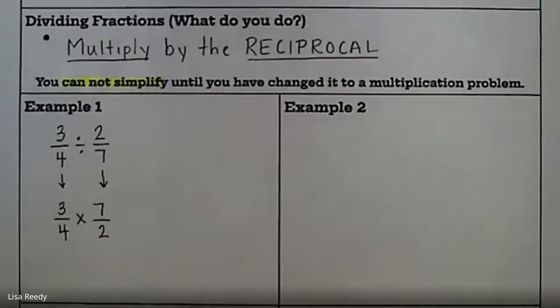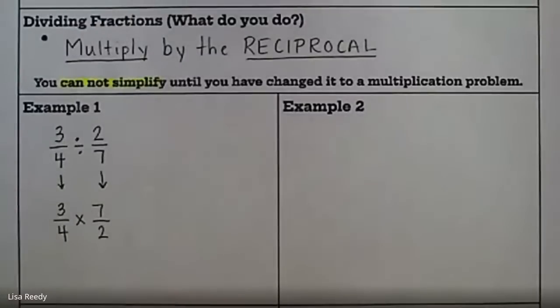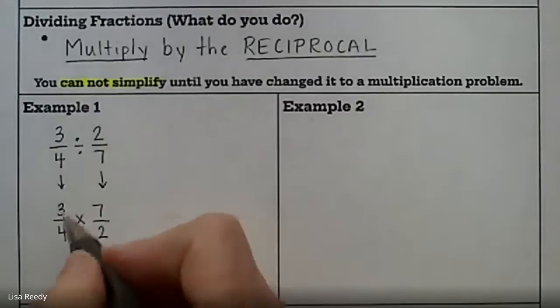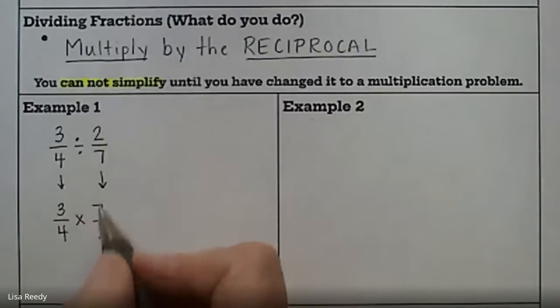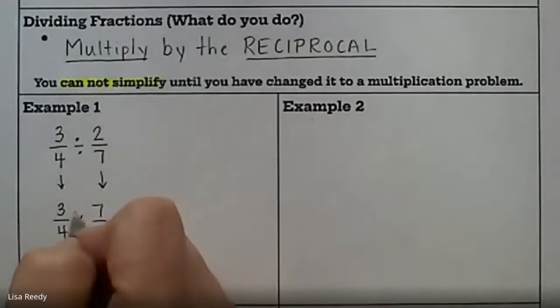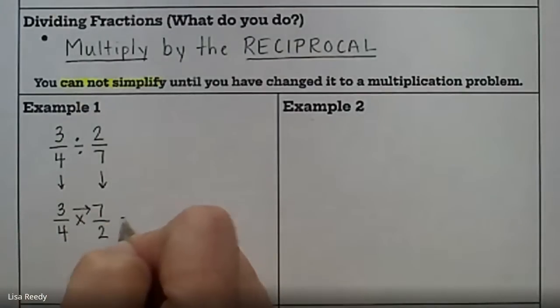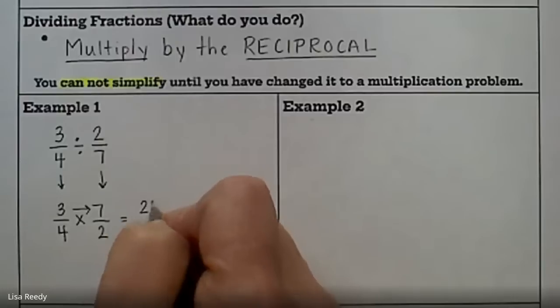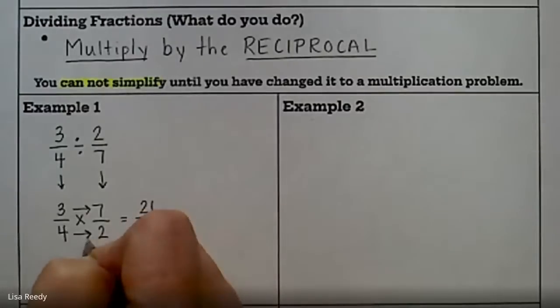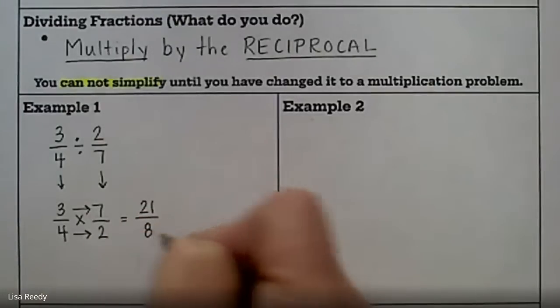Now we look to see if there's anything that can be simplified, now that it's a multiplication problem. 4 and 7 cannot be simplified. 3 and 2 cannot be simplified. 3 and 4 cannot be simplified. And 7 and 2 cannot be simplified. So I'm going to multiply across. 3 times 7 is 21. And 4 times 2 is 8.